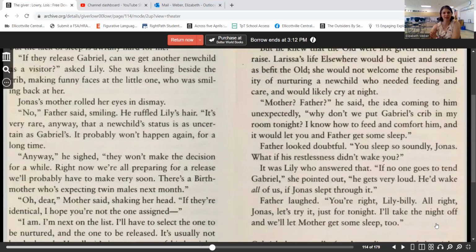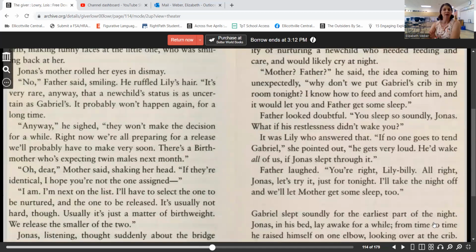It was Lily who answered that. "If no one goes to tend Gabriel," she pointed out, "he gets very loud. He'd wake all of us if Jonas slept through it." Father laughed. "You're right, Lily Billy. All right, Jonas, let's try it just for tonight. I'll take the night off and we'll let Mother get some sleep too."